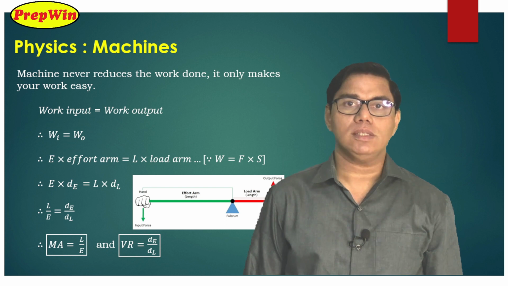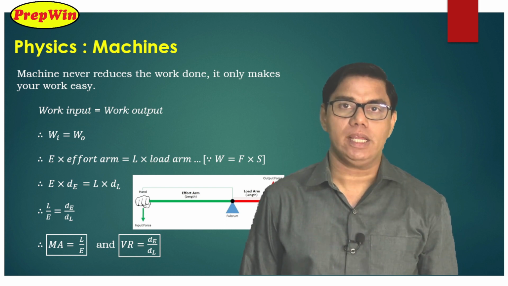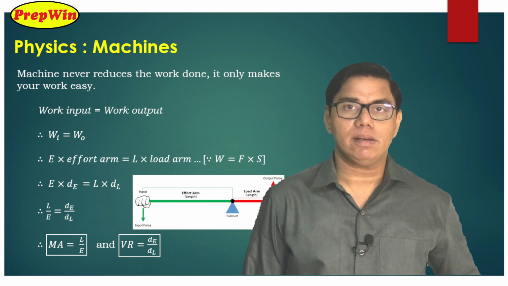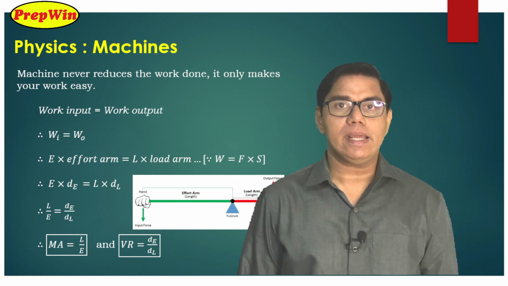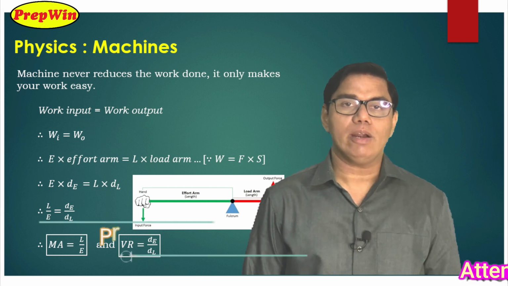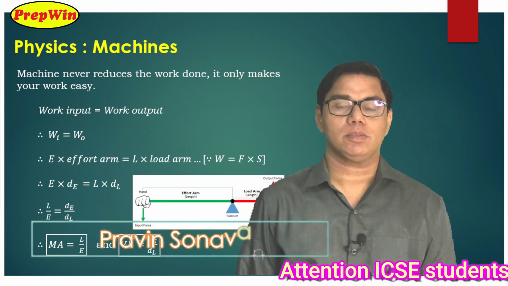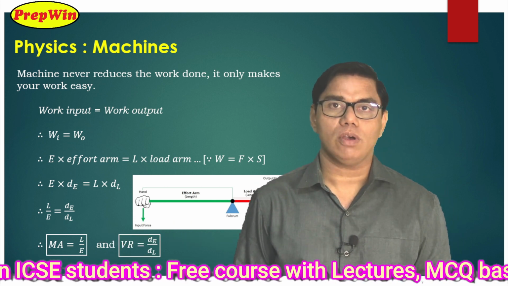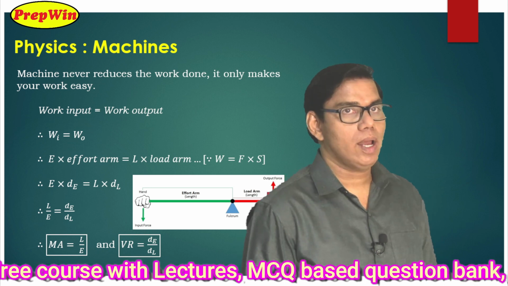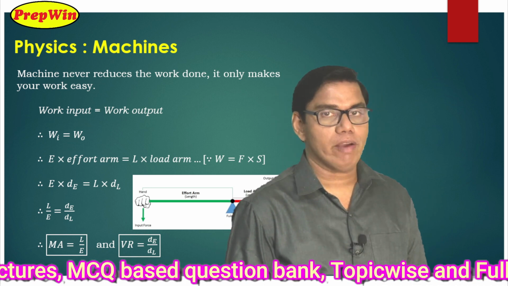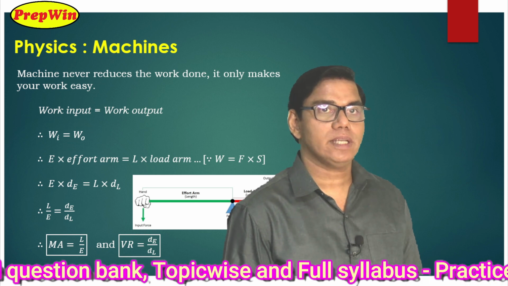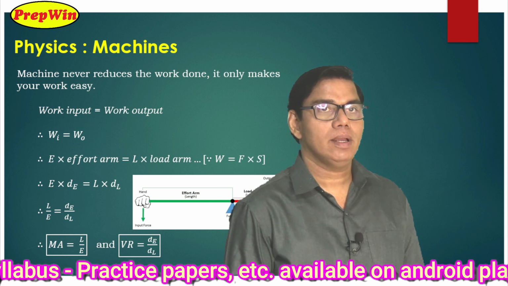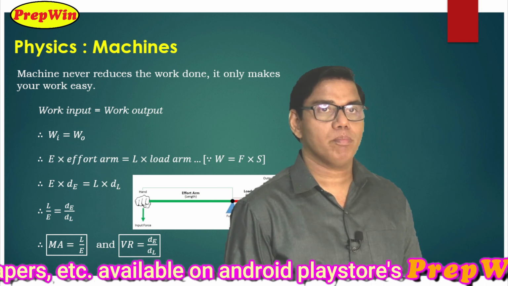So now let us concentrate on the principle of a machine, that work output is equal to work input. Let us concentrate on this equation. We have already studied in a previous chapter that work is equal to force into displacement. And we know that whether a force or a load, both are kinds of forces. So work input will be effort into effort arm. This is the same as force into displacement. Effort is a force and effort arm is the displacement produced by your effort.